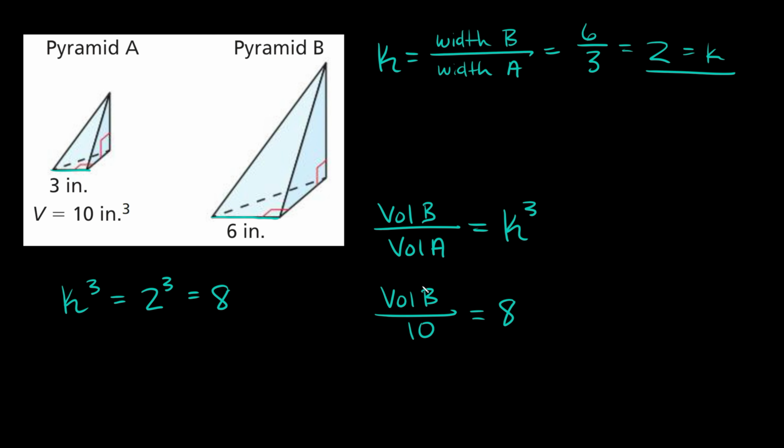Now we're trying to solve for the volume of Pyramid B. So the first thing we can do is get rid of this 10 in the denominator by multiplying both sides by 10. These kill each other, boom, boom. Why can't we all just get along? And all we're left with is the volume of Pyramid B is equal to 8 times 10, which is equal to 80. And our units are inches, right? So the volume of Pyramid B is 80 inches cubed.